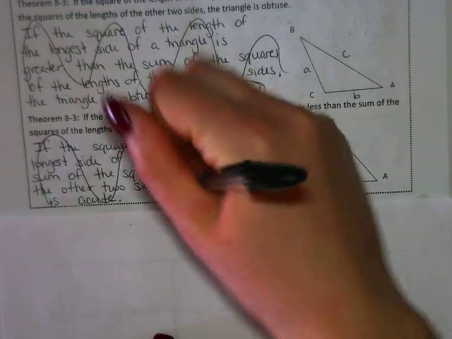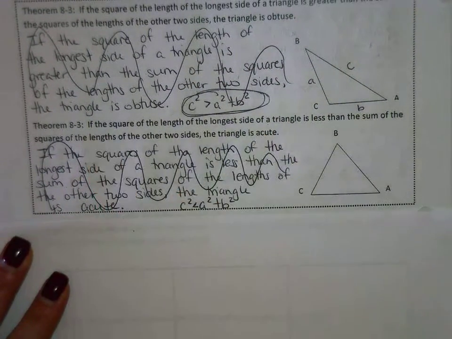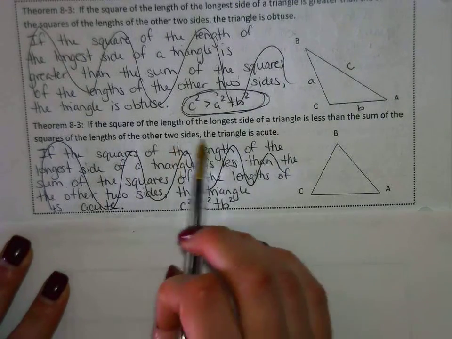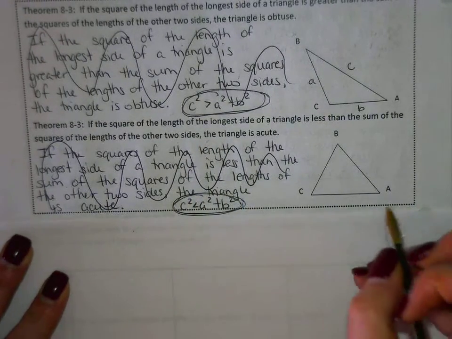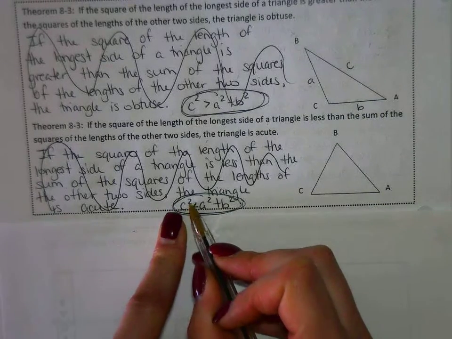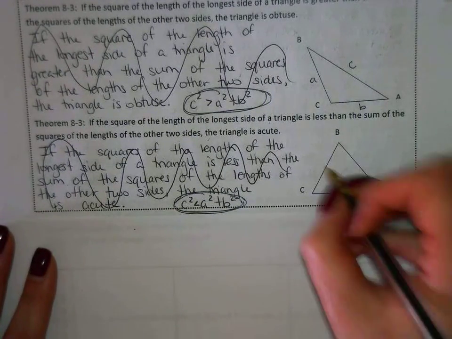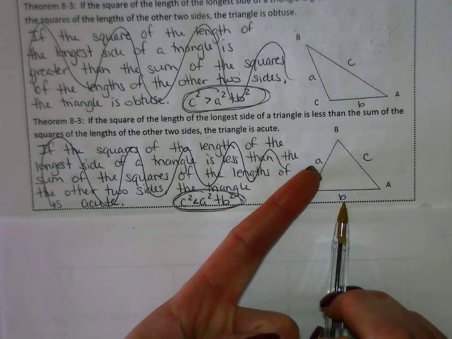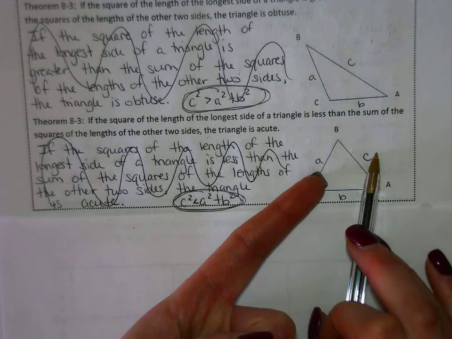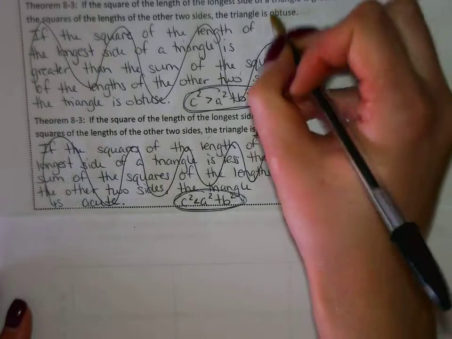8.2, we don't need this, it's already written there. 8.3 states if the square of the length of the longest side of a triangle is less than the sum of the squares of the lengths of the other two sides, the triangle is acute. So this is what we're working with. If our length c squared is less than a squared and b squared added together, it's going to be acute. So if when we square a and b and add them together it's greater than this third side squared, it's going to be an acute triangle. So we're working with acute and obtuse.